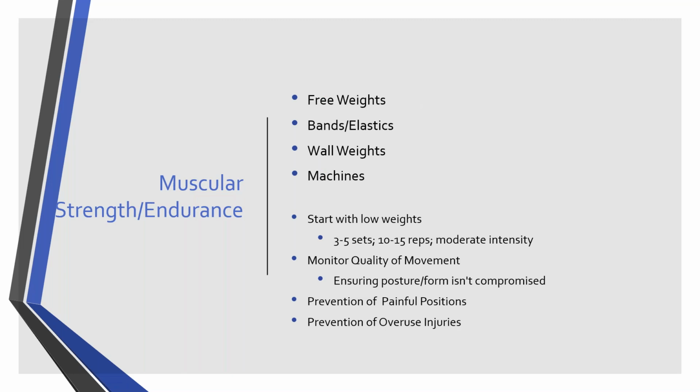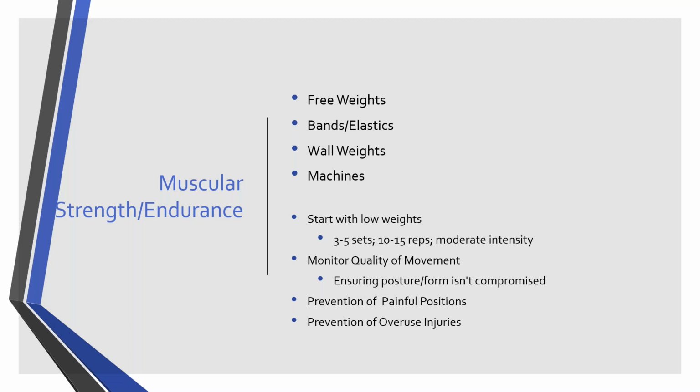Muscular strength and endurance. I mean, that's our backyard. We can work on free weights. We can do the bands and the elastics, the wall weights, the machines. We have all of these. Those things are in our wheelhouse. Just remember, starting out with these patients, start off with low weights, 3 to 5 sets, 10 to 15 reps with a moderate intensity. You have to monitor their quality of movement, ensuring that their posture and form is not compromised, especially with this population.